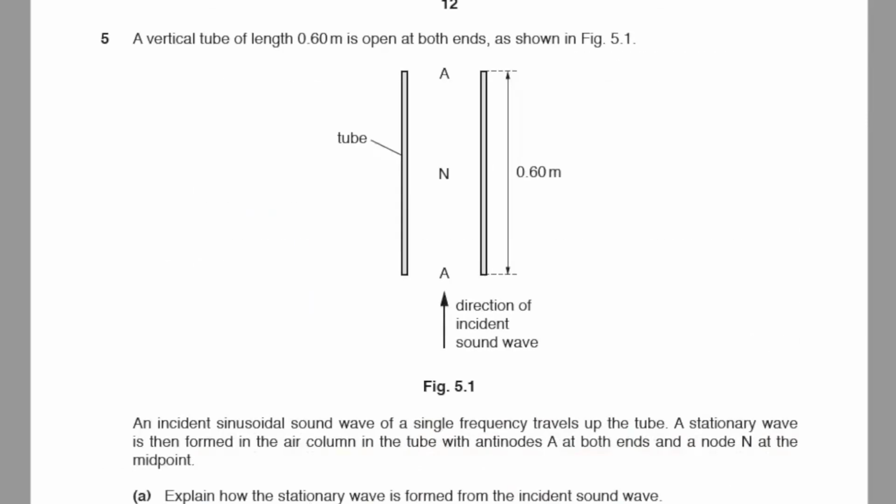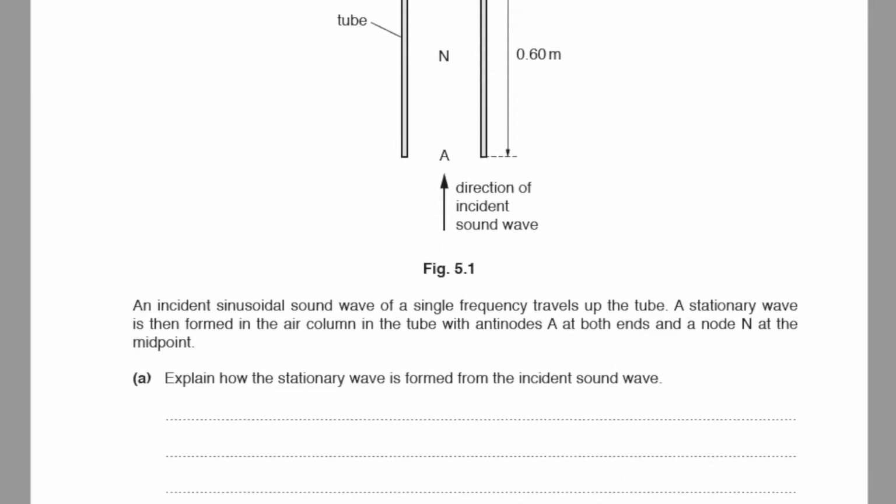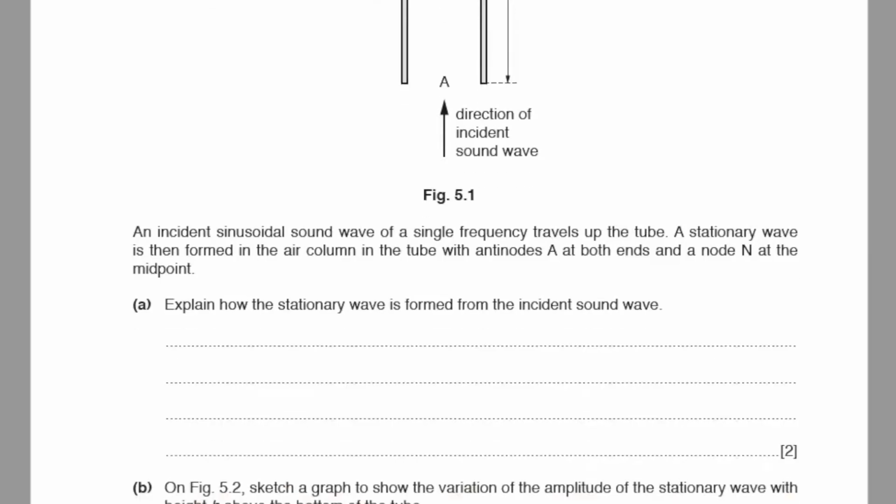Question number 5. A vertical tube of length 0.60 meters is opened at both ends as shown in figure 5.1. An incident sinusoidal sound wave of a single frequency travels up the tube. A stationary wave is then formed in the air column in the tube with antinodes A at both ends and a node N at the midpoint. Part A. Explain how the stationary wave is formed from the incident sound wave.